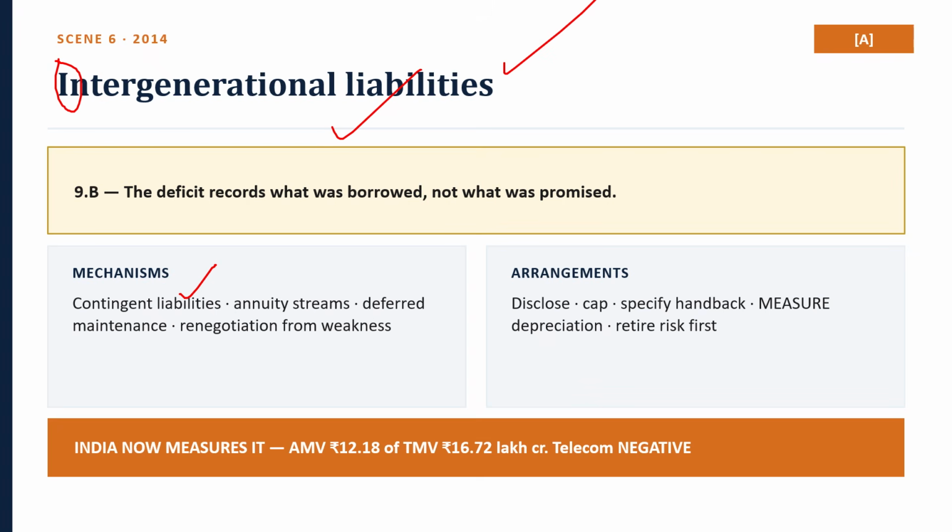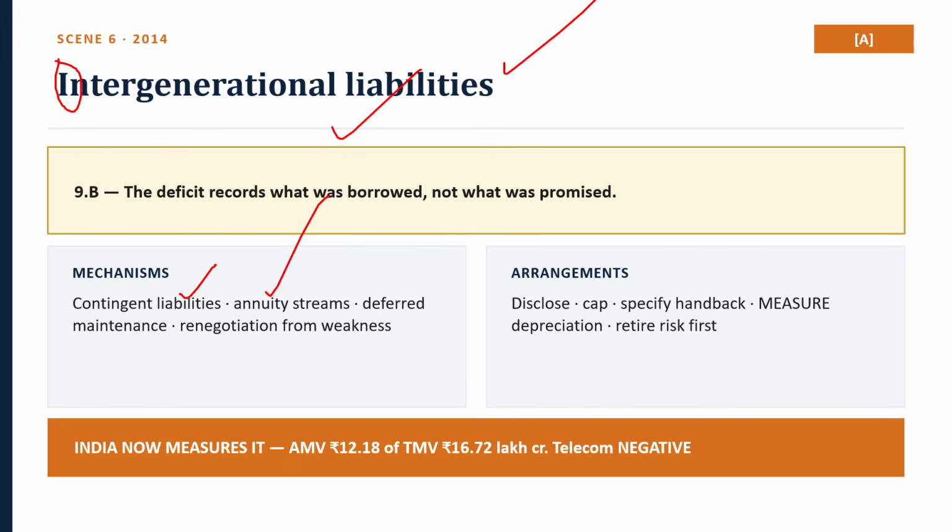And the second one is committed annuity streams. Under the HAM and BOT annuity, the government contracts to pay a fixed sum every year for 15 or 20 years. So that is the budget rigidity created by a decision a future finance minister did not take and cannot reverse.